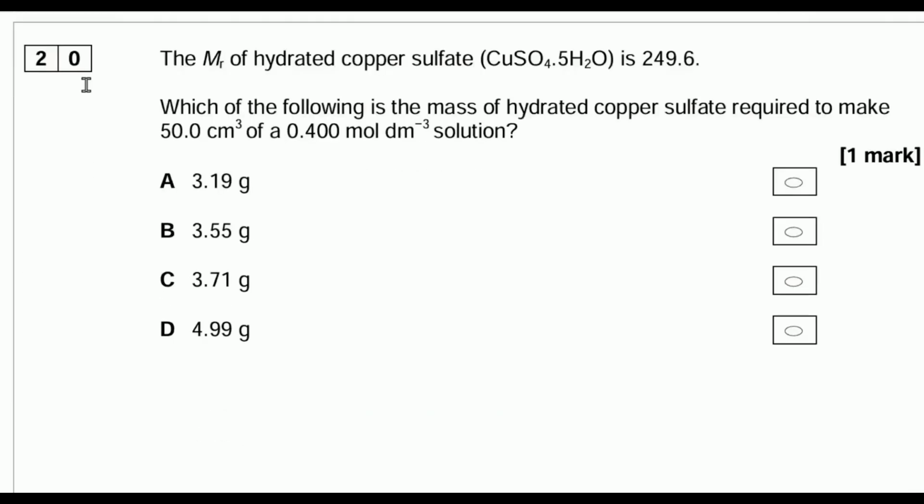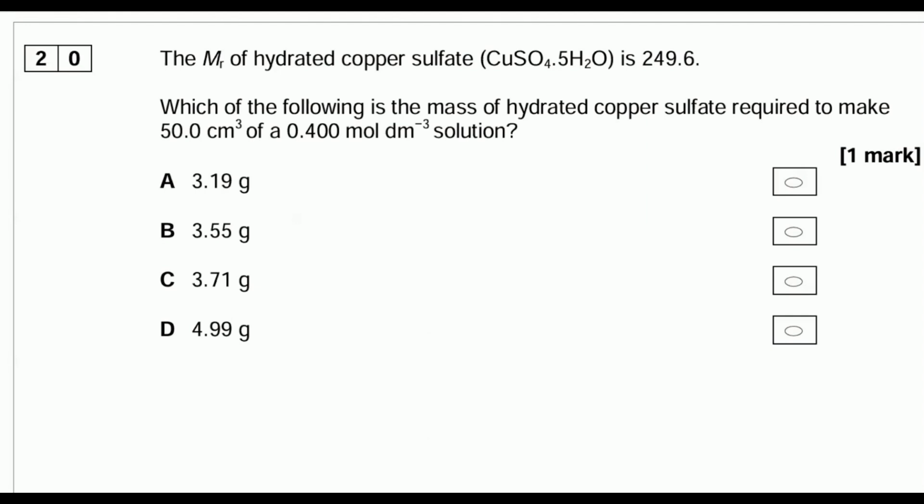Right, we are up to question 20. The Mr of hydrated copper sulfate, CuSO4.5H2O, is 249.6. Which of the following is the mass of hydrated copper sulfate required to make 50 cm³ of 0.4 mol per dm³ solution?